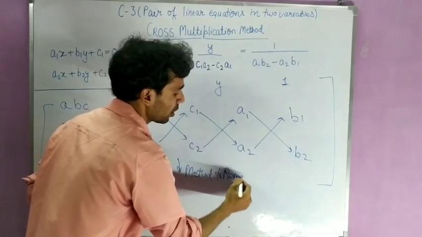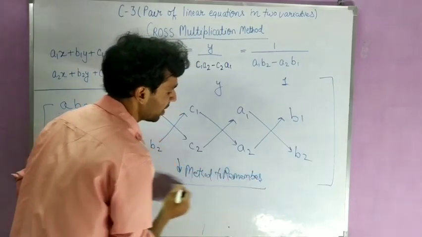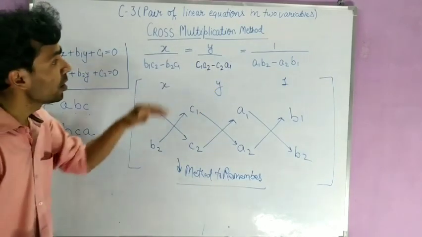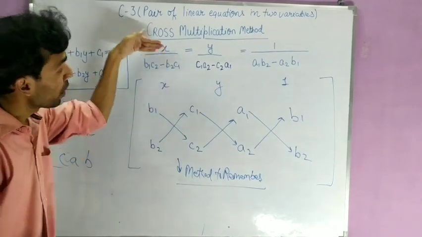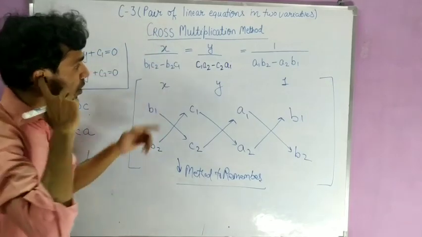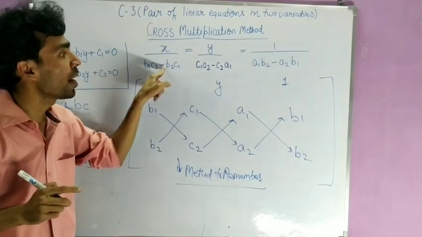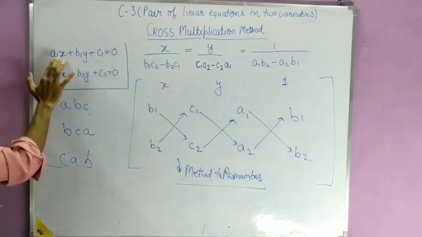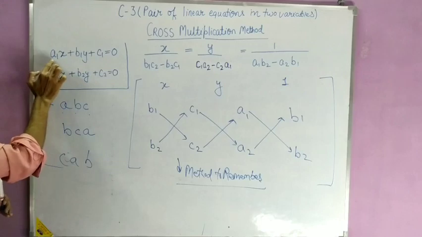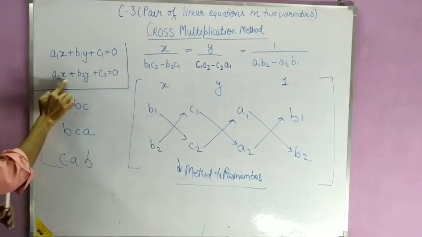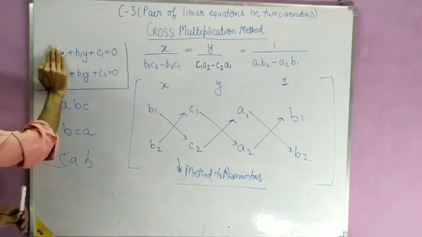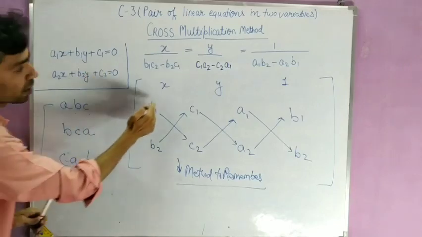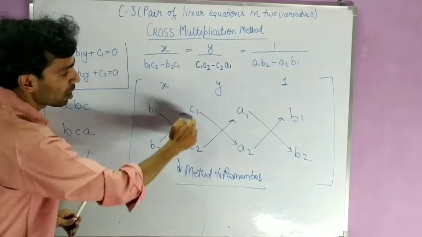By this method also you can remember this formula. So what is the method? Because x is here, in the denominator part of x we see b1 c2 minus b2 c1. And how does it come? When we look at the coefficient of x, here the coefficient of x is a1 and here the coefficient of x is a2. So hide that part. What coefficients are left? b1, b2 and c1, c2. So we have written behind that b1, b2, c1, c2.